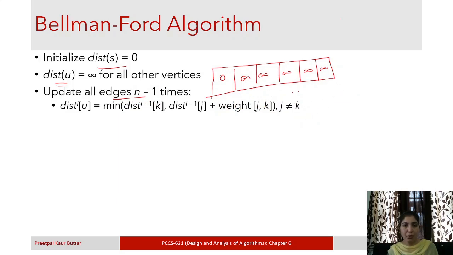This is the recursive formulation through which we calculate the shortest path. Suppose this array is your distance, and in distance I, I stands for the iteration. So how many iterations are there? There are n minus 1 iterations, right?